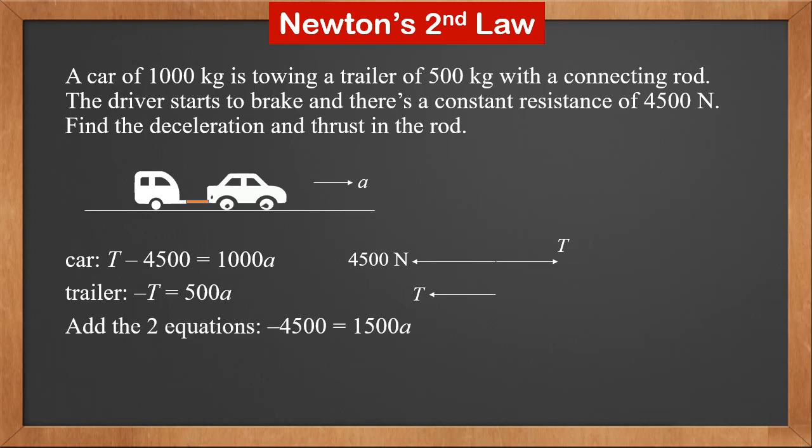Add the two equations. Minus 4,500 is 1,500a. So a is minus 3 meters per second squared. Therefore, the deceleration is 3 meters per second squared, and T is 1,500 Newton. Remember to set the positive direction of the acceleration. Forces in this direction are positive, and forces against this direction are negative.